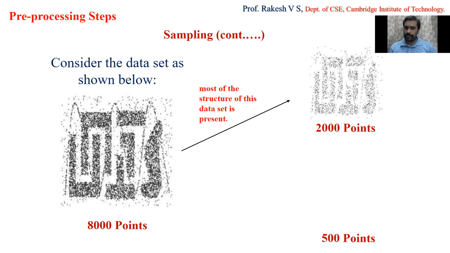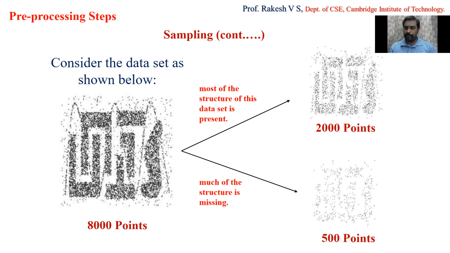That is, most of the structure of this data set is present in the sample that we have identified. Now say we consider using 500 points of the data set. The sample that we get is like this, in which we are hardly able to identify the structure present in the original data set. That is, much of the structure is missing.